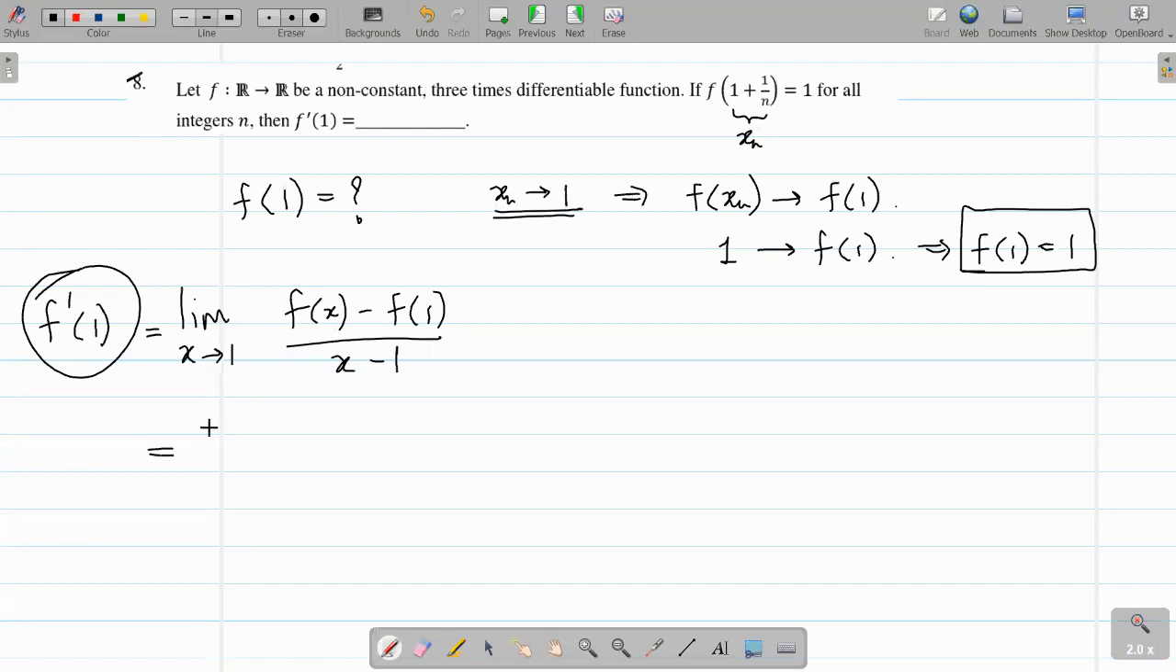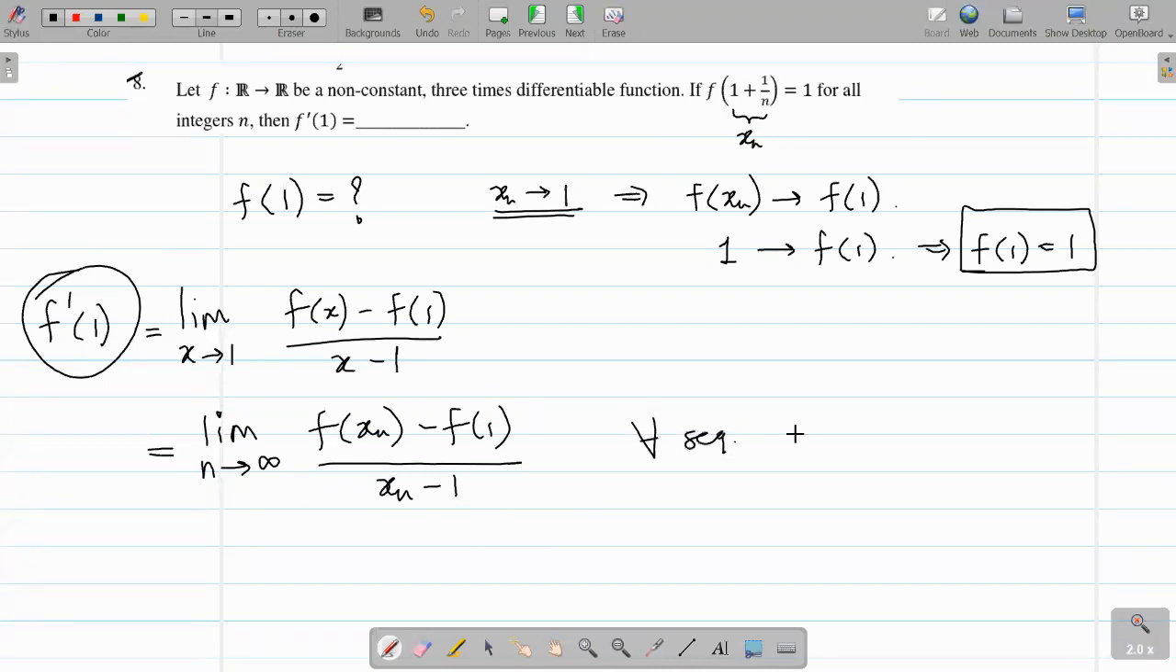So I can write that this is the same as limit n tends to infinity of f of xn minus f of 1 upon xn minus 1. You understand? This is true for every sequence xn which is converging to 1. Are you getting this?